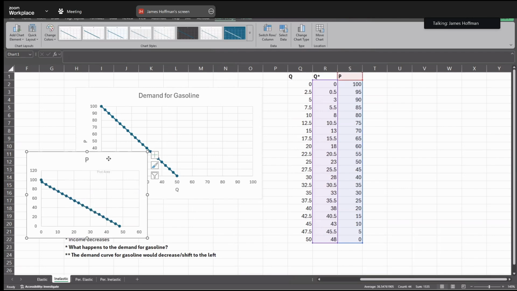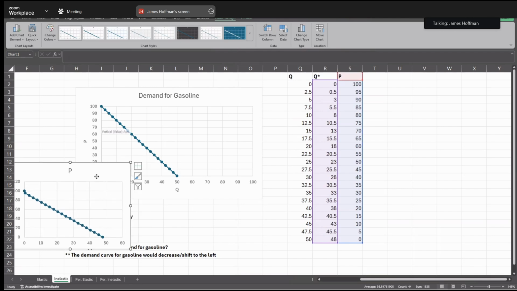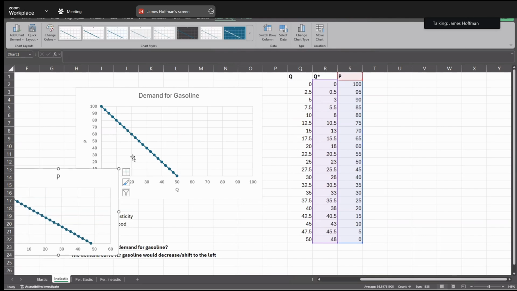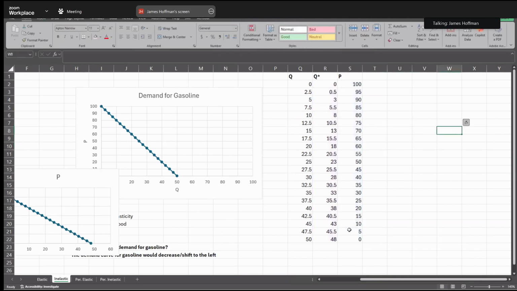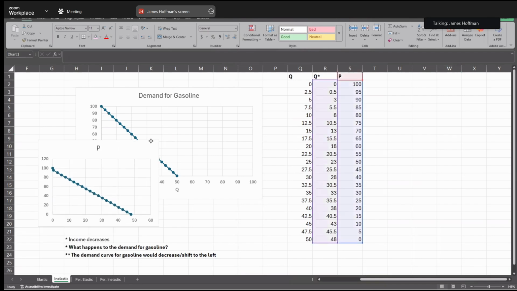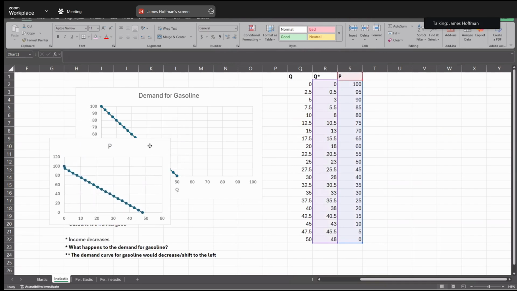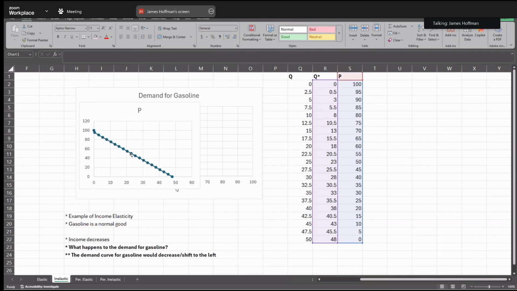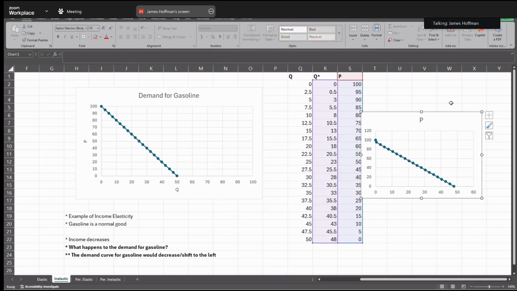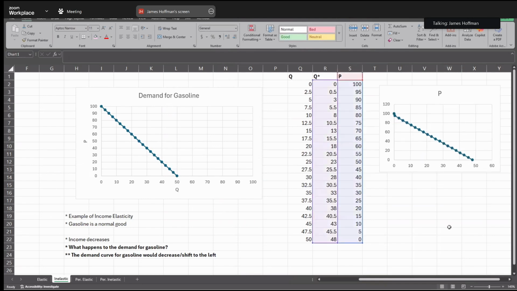So you essentially have a graph that goes from instead of 50, it goes to 48. So I'm trying to get a visual for you, but if that demand curve shifted in, it would be just in this way a little bit. Right? So demand went down, meaning that at each price, because of the income change, the demand for gasoline is a little bit lower.